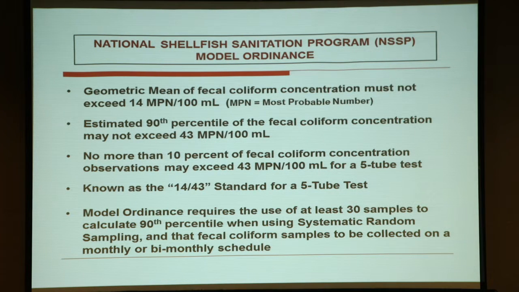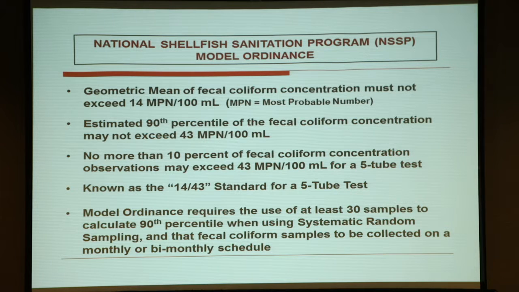For a 5-tube test, the geometric mean of fecal coliform concentration must not exceed 14 most probable number per 100 milliliters, and the estimated 90th percentile of fecal coliform concentration must not exceed 43 MPN per 100 milliliters. Also, no more than 10% of the fecal coliform observations may exceed 43 MPN. Now, this is important for that 5-tube test. This is the 14/43 standard, the national standard.